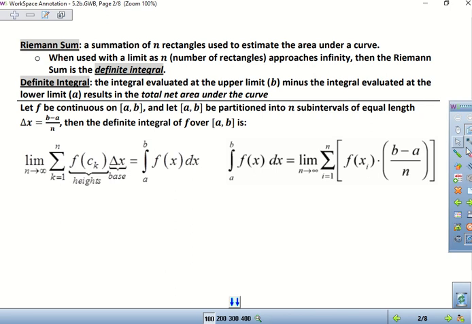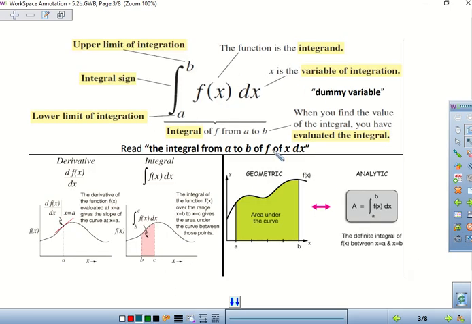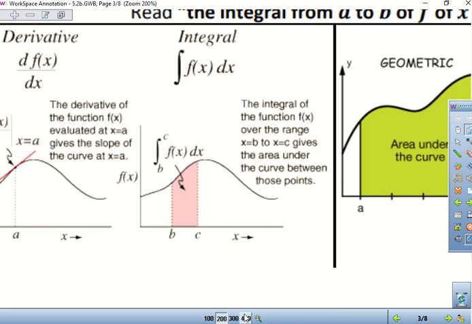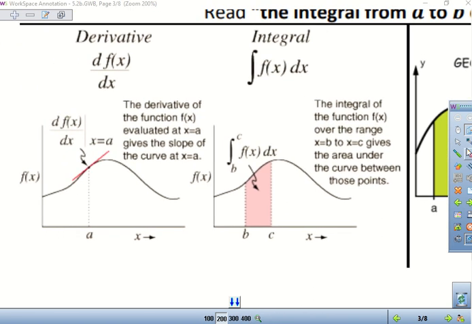And this right here is just the limit definition. This is what we talked about yesterday. This is how you understand the notation of an integral. And then this we didn't talk about yesterday, so I'll talk about it briefly for you to help understand the connection between derivative and integral.